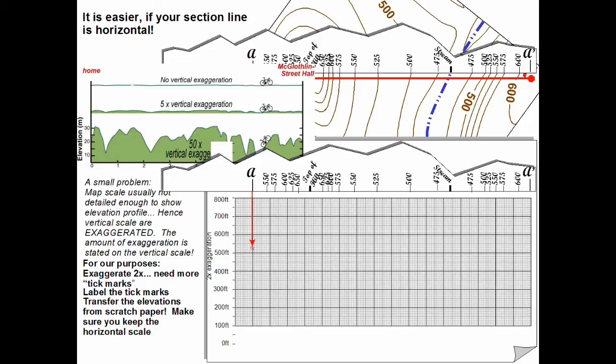A was here, and it sits at 525. Well, 550 would be right there. 575 right here, the 600 point right there, and so forth. I can do this with all the points and transfer them to the graph paper. You can see immediately that a beautiful 2 times exaggerated profile emerges.